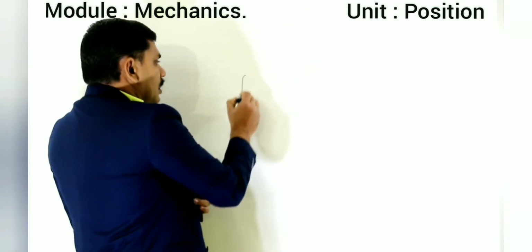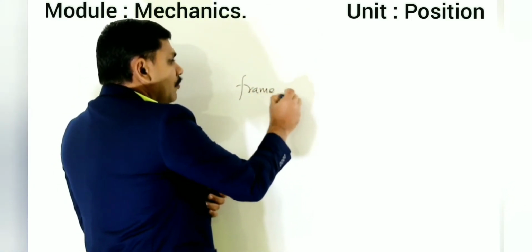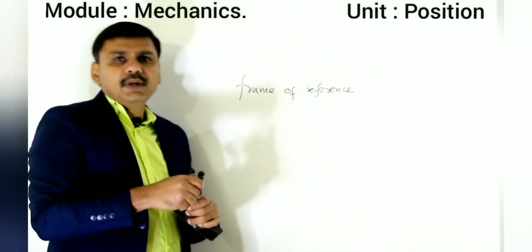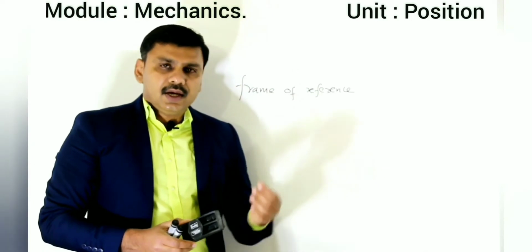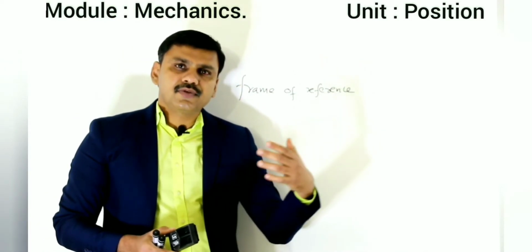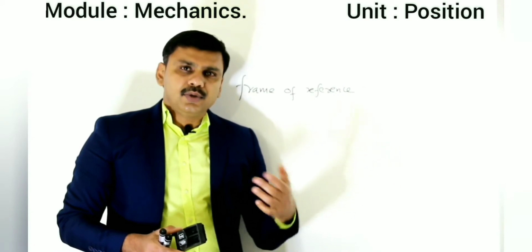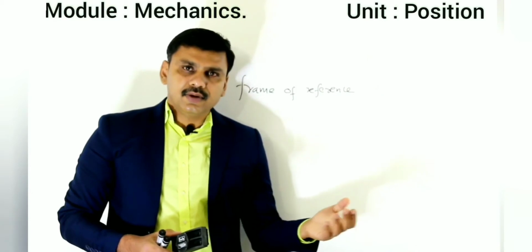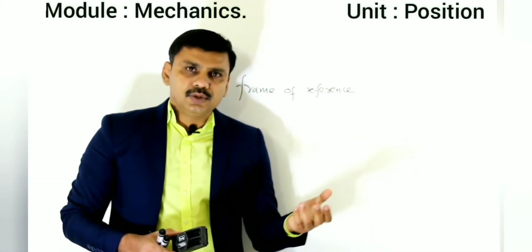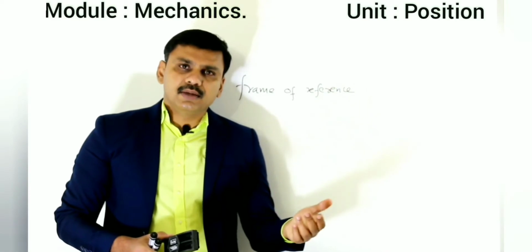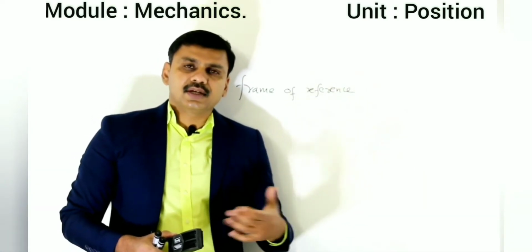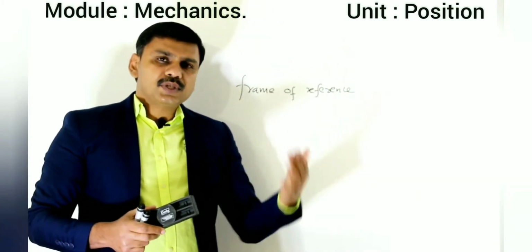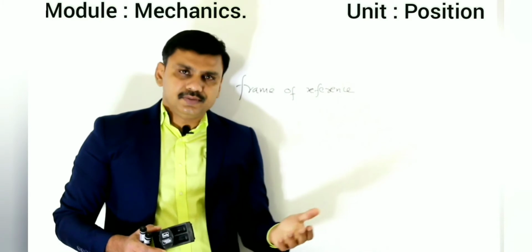Another thing you have to understand, one concept, frame of reference. What do you mean by frame of reference? A frame of reference means it's a set of axes to locate the position of an object. So it is a set of axes, or it can be an object to define or to represent the motion of an object or to represent the rest of an object. So motion and rest of an object is relative.